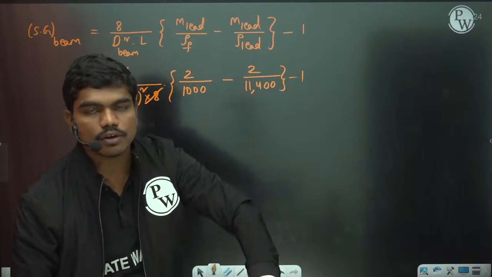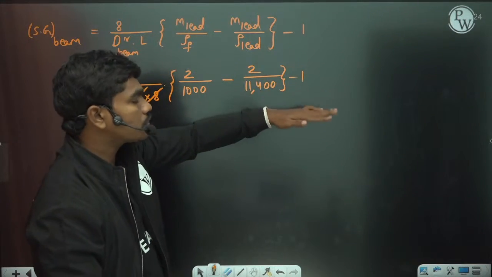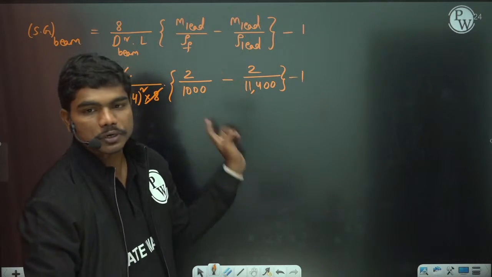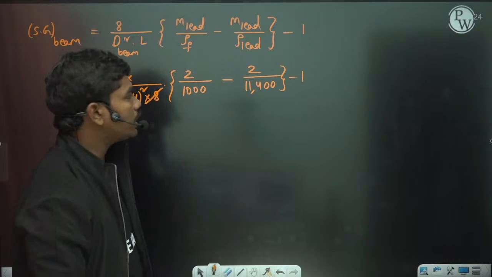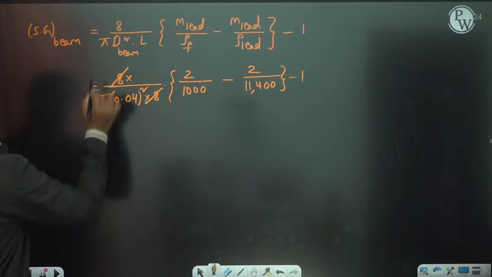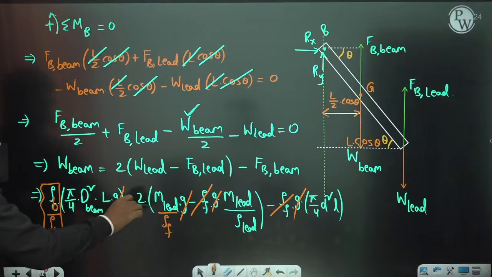The beam will sink. Okay, so that should not happen. The beam should float, which means the density of beam material should be less than 1. So whatever the answer we are going to get here, that should be less than 1. Okay, so let us check here. If you simplify this, 8 by pi d square L is what you have here.